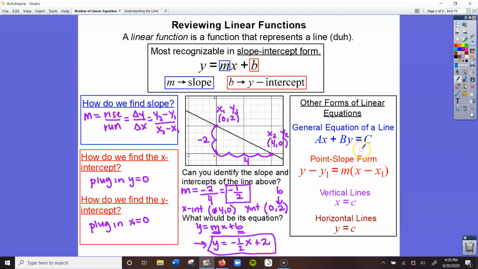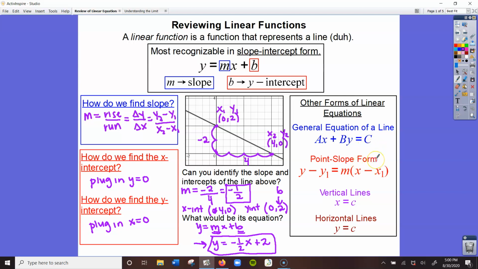Now over here on the right, I have some other forms of linear equations. This first one is the general equation of a line, which is ax plus by equals c. A, b, and c are just constants, or rather a and b are coefficients. So those letters just represent numbers. What this means is that the general equation of the line is when you have your variables, x and y, on the left side of the equal sign, and then whatever number does not have the variable will be on the right side of the equation.